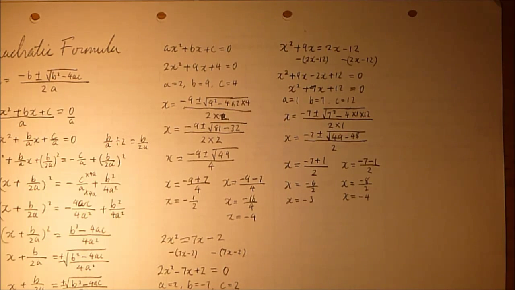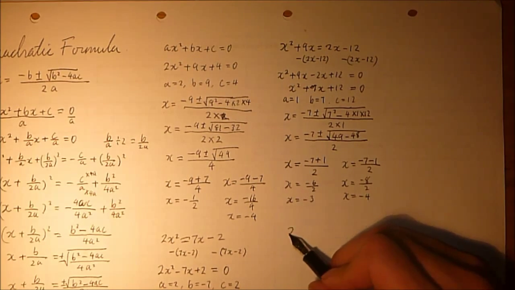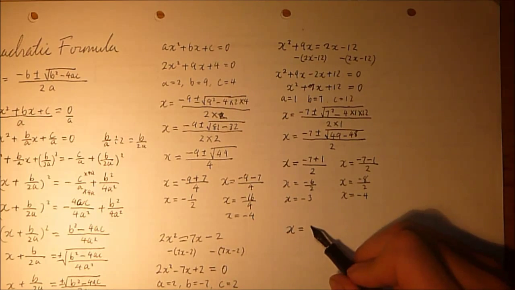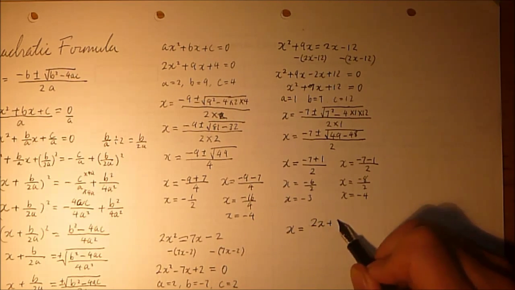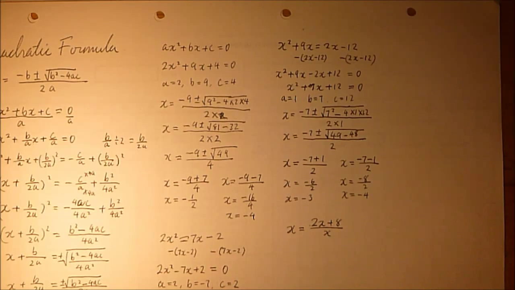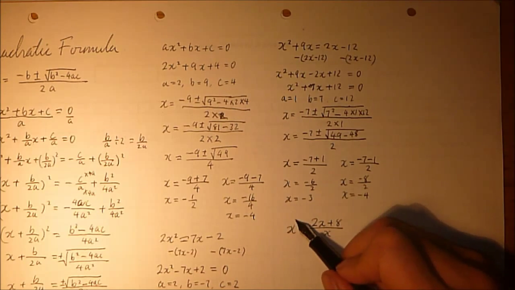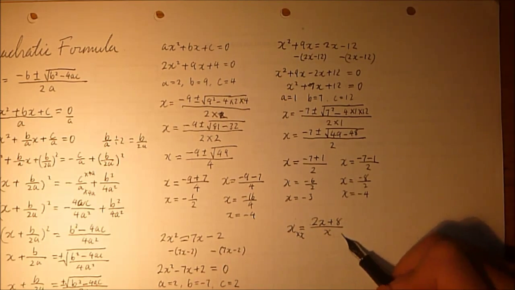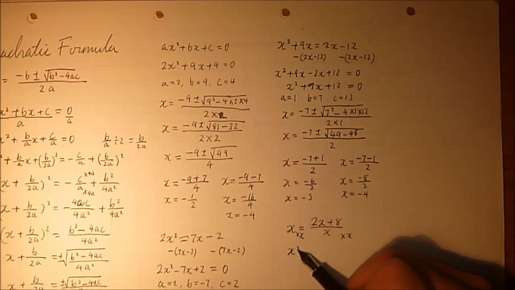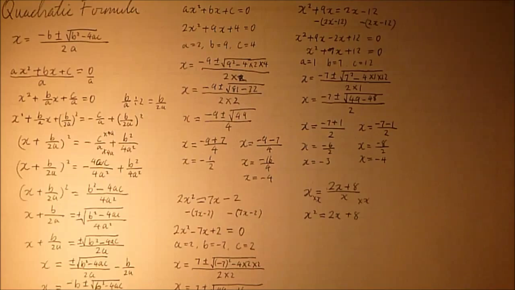These are quite straightforward, but sometimes it may not be apparent that the equation you receive is quadratic. So for example, x equals 2x plus 8 over x. Despite how it looks, this is in fact a quadratic equation because we can simply multiply both sides by x. And we end up with x squared equals 2x.